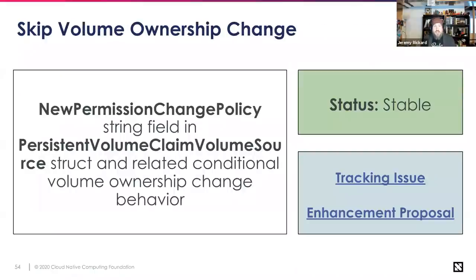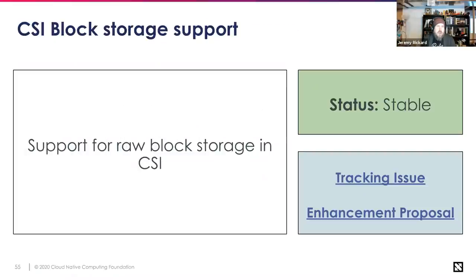Another stable change is skip volume ownership changes. This one has been in beta since 1.15 and has graduated now. It's pretty cool to see that evolution. And here's another one, supporting raw block storage inside of the container storage interface. So this has been around since 1.12 as an alpha feature and beta since 1.14. All of these things taken together, I think, are showing that there's a lot of stability and just maturity happening with SIG storage.